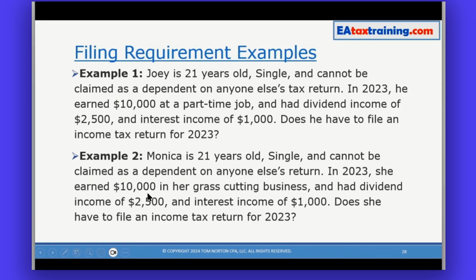Remember, if you have at least $400 of net earnings from self-employment, then it doesn't matter how much your gross income is, you must file a Form 1040. So Monica is not going to owe income tax because she's got less than $13,850 of gross income. But she is going to owe self-employment tax, and she must file a 1040 in order to report it and pay it.